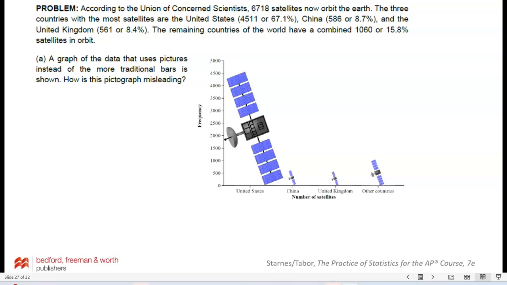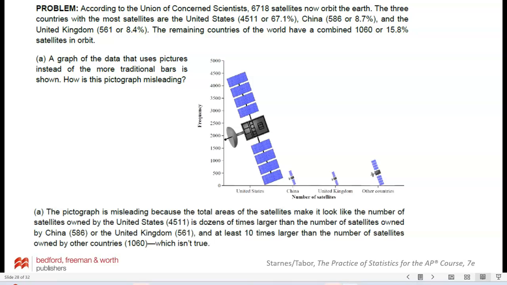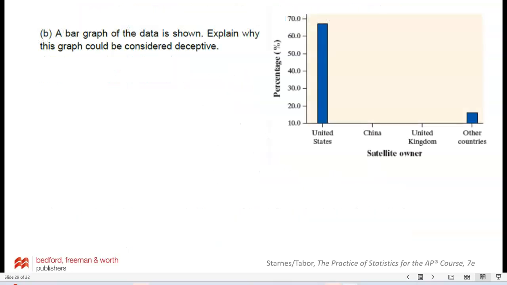Another bad graph is called a pictograph. These are terrible. You can see the area of the first graph there dwarfs everything else. Because of the area, pictographs are misleading. The total areas of the satellites make it look like the number of satellites owned by the United States is dozens of times larger than the ones owned by China. That's not exactly true.